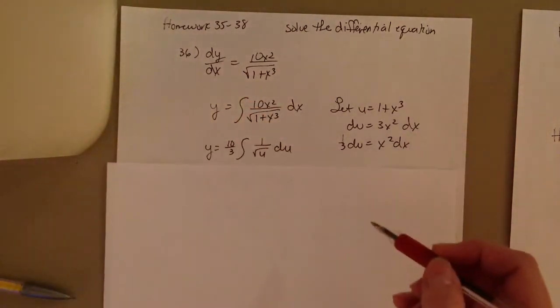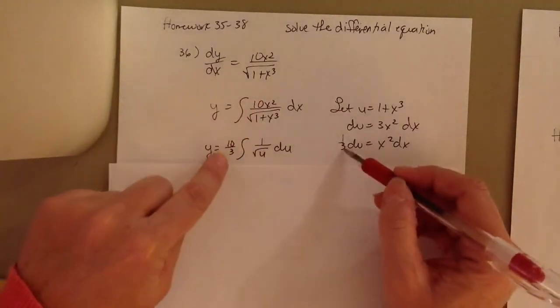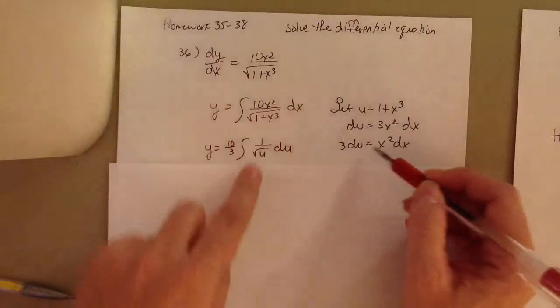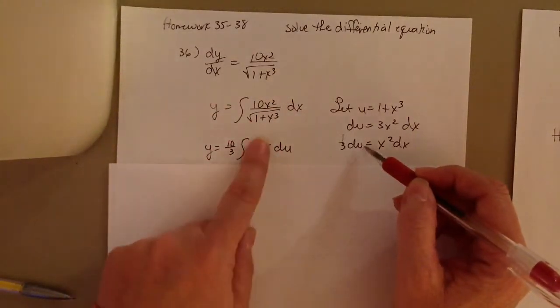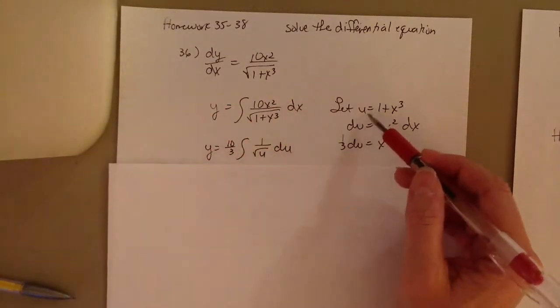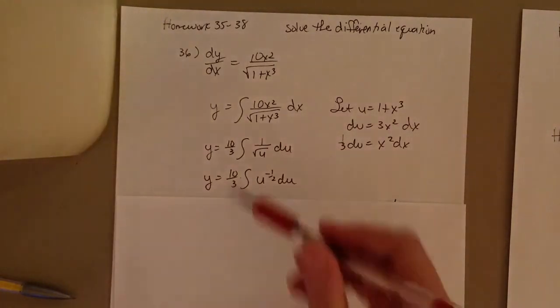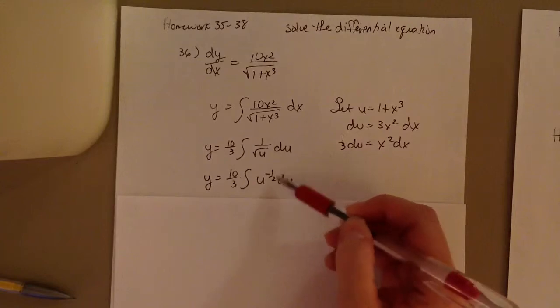So I'm going to start substituting that. I'm going to take out the 10. I'm going to put the 1/3 out front. So the x squared dx gets replaced with the du. And so it's 1 over the square root of u. That I can take the antiderivative of. So y equals 10/3. I'm going to rewrite this, u to the negative 1/2.